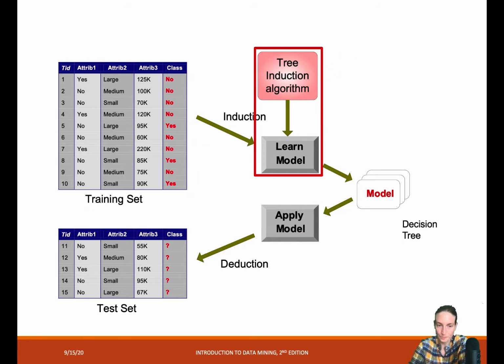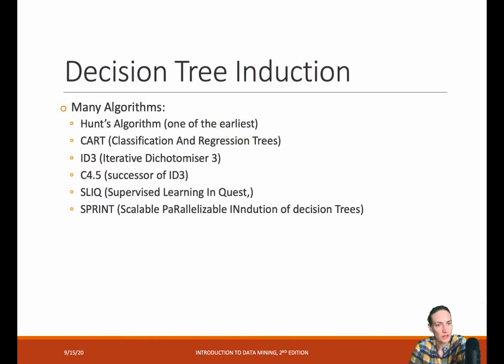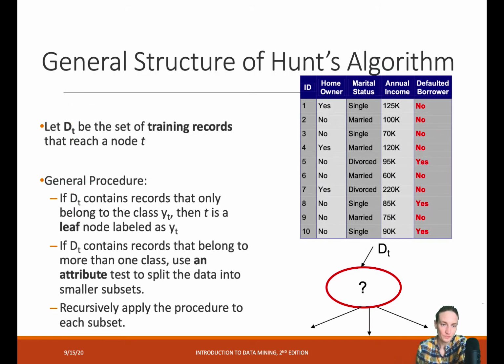There are many algorithms for this. One of the earliest is Hunt's algorithm. There's CART, ID3, which is iterative dichotomizer 3, C4.5, quite an efficient one that I've used in research. SLIQ, SPRINT. Let's go over a few of them so you understand the principles behind decision tree induction.